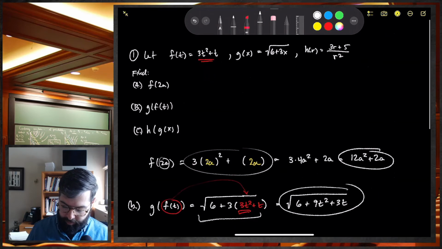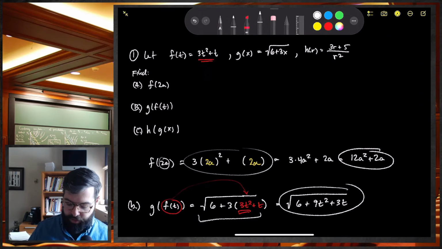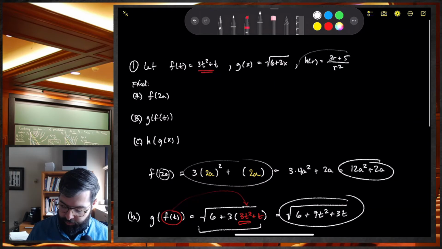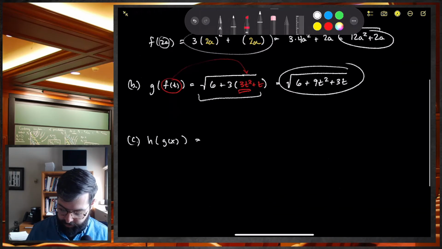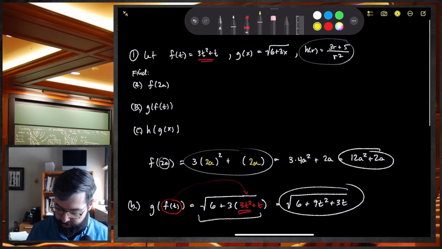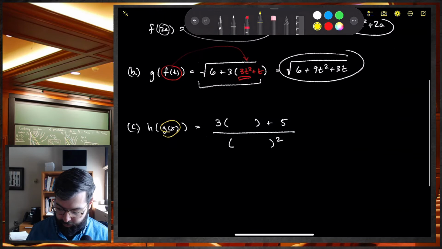And then for C, we're being asked to find what happens when you plug in g of x into h of r. So in this case, and you might have noticed that I've been doing this, writing out the function 3 times the input plus 5 over the input squared, taking out that input variable and replacing it with brackets so that I can now input what? G of x. And what is g of x? It's radical 6 plus 3x.